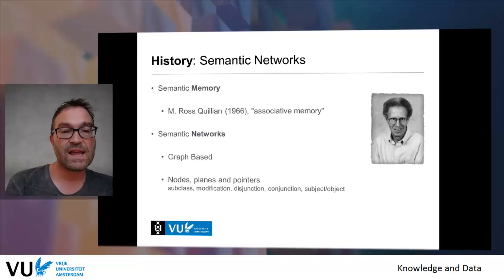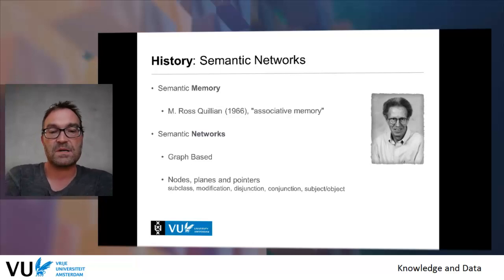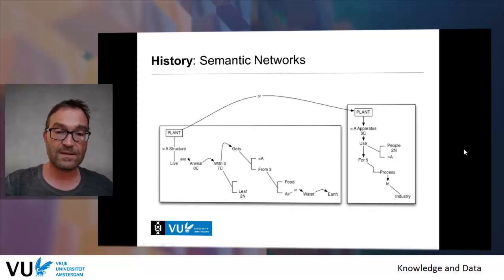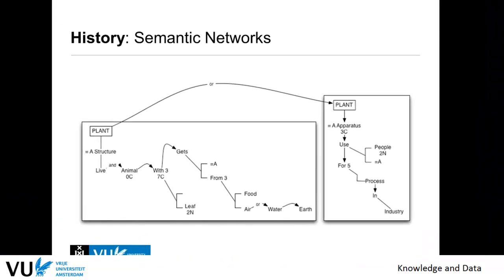so to link things that are associated, and what came out were semantic networks, basically graphs of nodes, planes, and pointers, and they looked very similar to what we now have as our knowledge graphs. They have also subclass relations, modifications, disjunctions. They have a very rich formalism saying a lot of things. So here you could say that a plant is a structure that's alive and it's an animal. I don't really know what, oh yeah, animals are also alive and so forth. So you could specify lots of things.